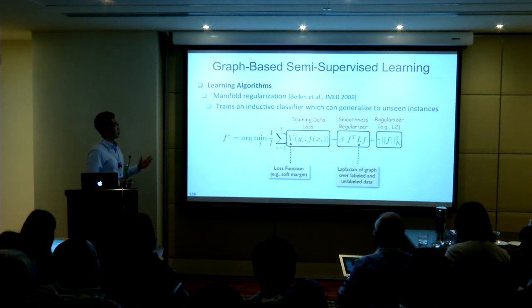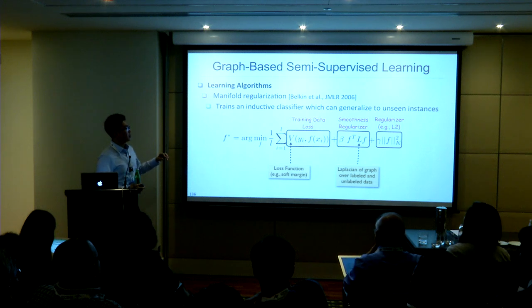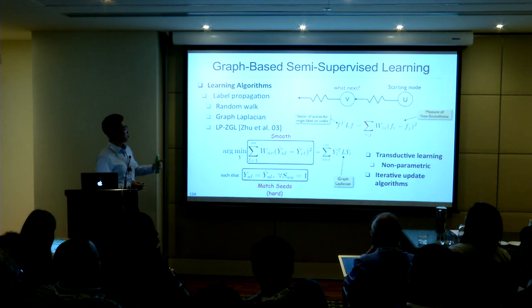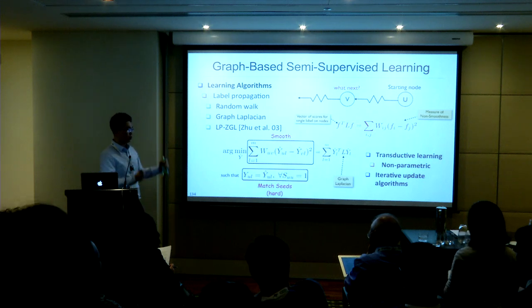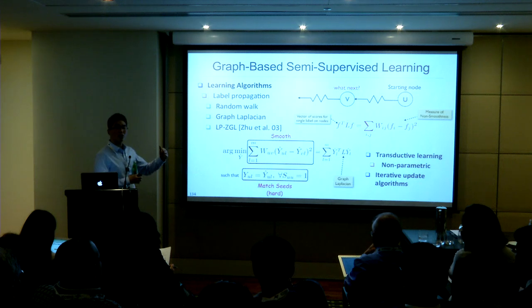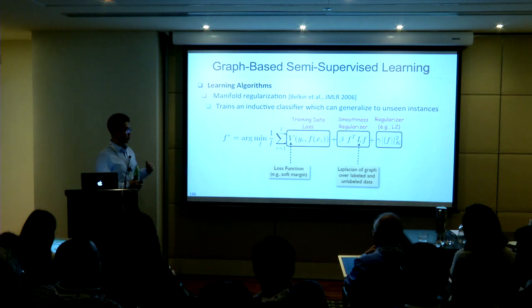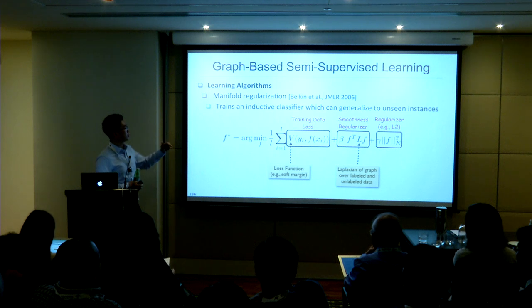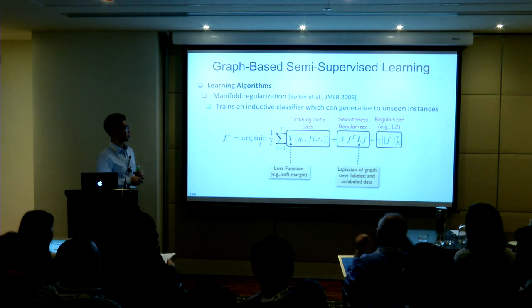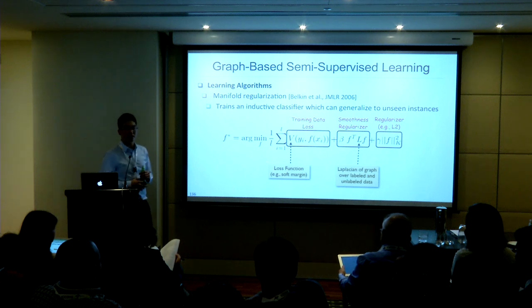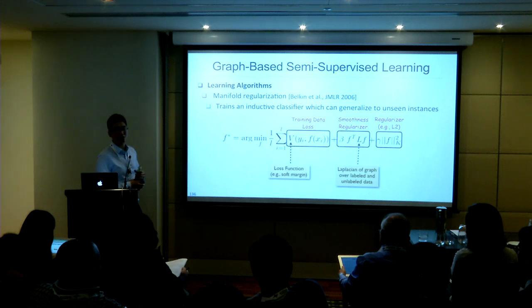Manifold regularization is a pretty powerful technique here, because all the label propagation methods here follow the transductive learning paradigm. Meaning that they are non-parametric, and once you learn these models, they can only be applied on the current corpus. But if you want to generalize them to a new corpus coming up, you have to train an inductive classifier. So manifold regularization can help you to combine this regularization with a loss function. Let's say this could be a support vector machine or something else. And then you can learn an inductive classifier in this case while incorporating the graph structure.